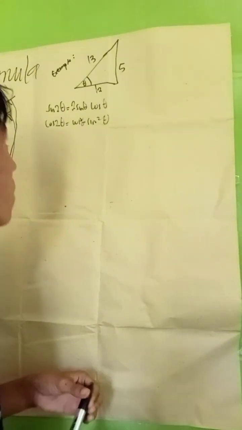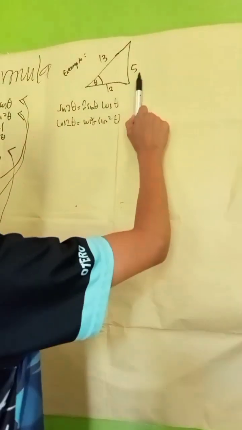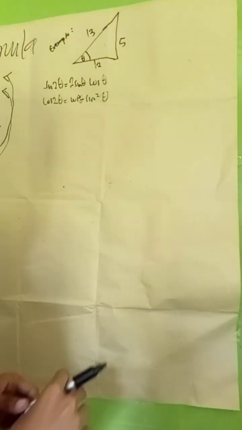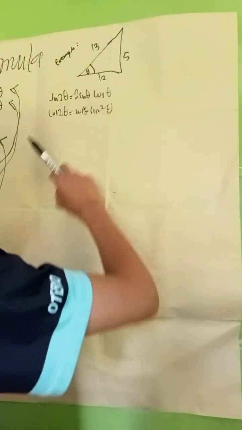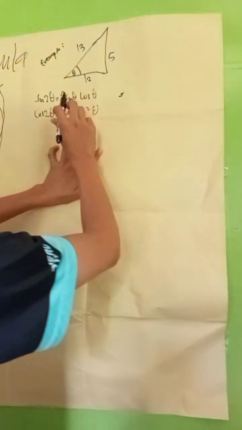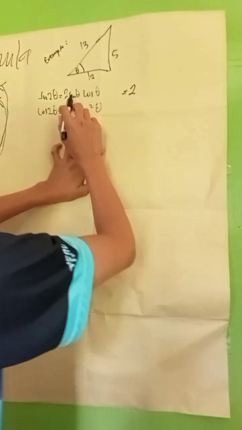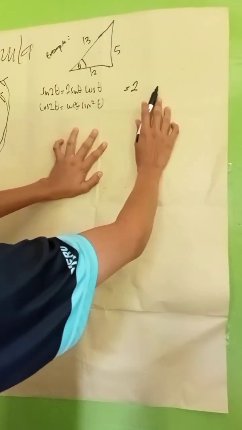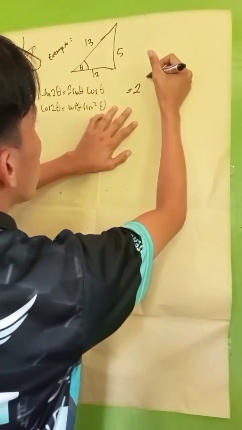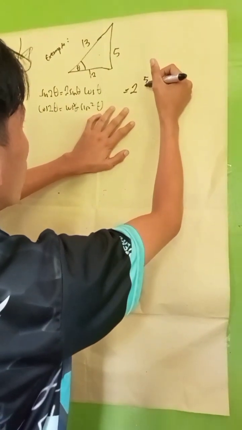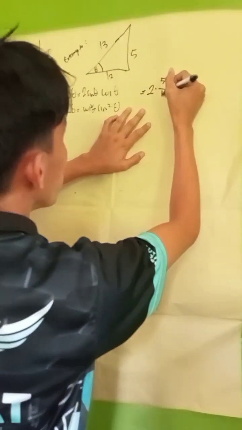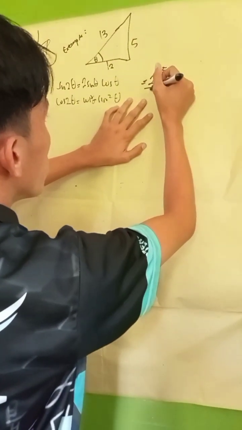So, let's have an example. We have here the opposite 5, the adjacent 12, and the hypotenuse 13. We're going to solve this using the double angle formula. So we have 2, then our sine theta is equal to opposite over hypotenuse, so 5 over 13. You can add 1 here to make it a fraction.